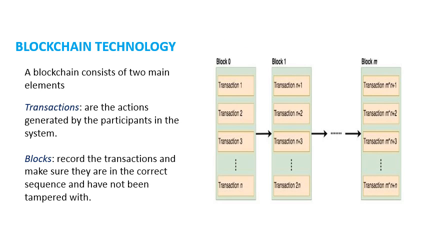Let's go to the concept of blockchain technology. Blockchain technology consists of two main elements: transaction and block. What do you mean by transaction? Transactions are the actions generated by the participants in the system. What do you mean by blocks? Blocks record transactions and make sure the correct sequence has not been tampered with. For example, block 0, block 1 and block M. The first transaction goes to block 1 and then the next block M. Transaction 1, transaction 2, transaction 3 up to transaction N go to block 1 and then block N.